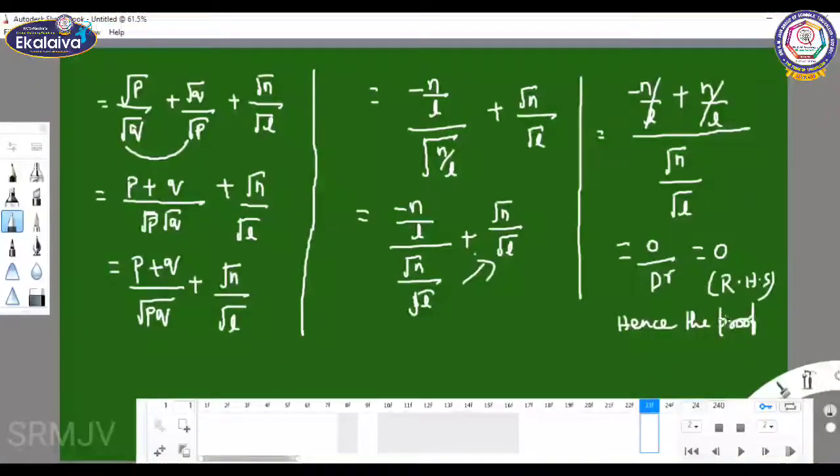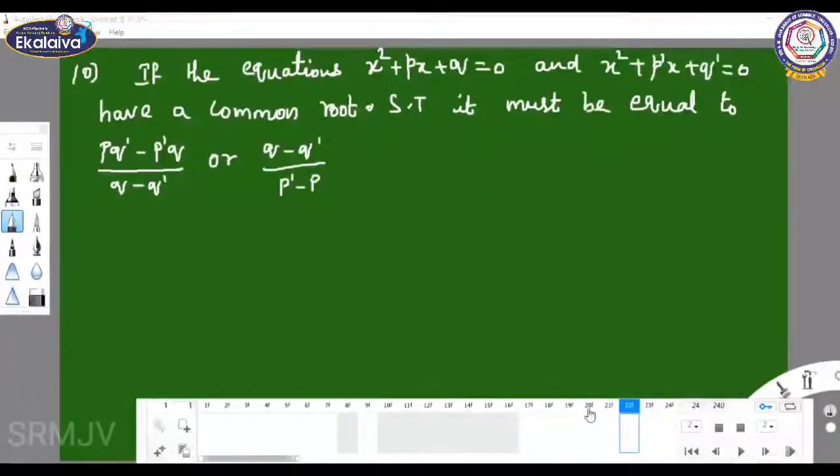What is the next one? The 10th one. See the 10th one. If the equations x square plus px plus q equal to 0 and x square plus p dash x plus q dash equal to 0 have a common root, show that it must be equal to pq dash minus p dash q by q minus q dash, or q minus q dash by p dash minus p. So you can take it as, let alpha be the common root.